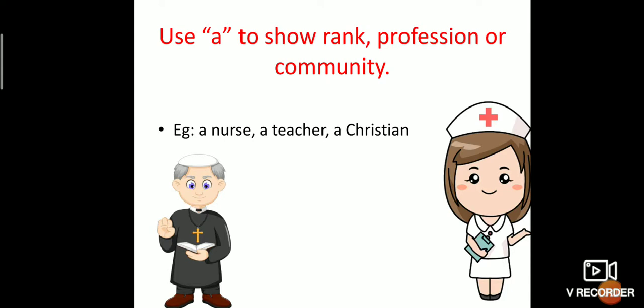When we are talking about showing somebody's rank, profession or community, we use a. Like a nurse, a teacher, a Christian. Like he is a general. He is a Christian. She is a nurse. I am a teacher. Clear?